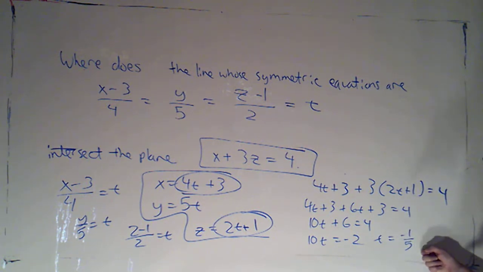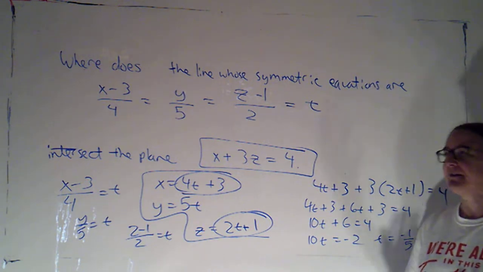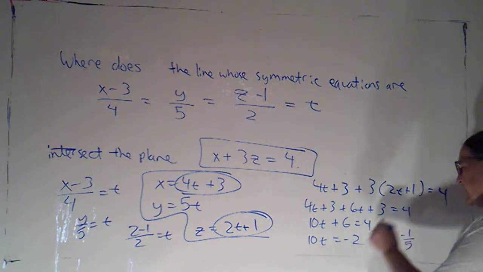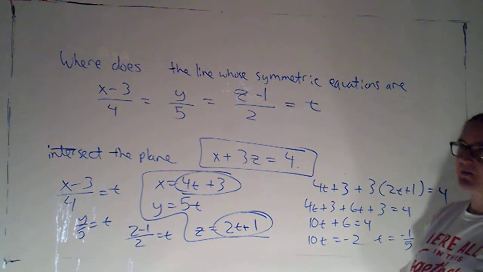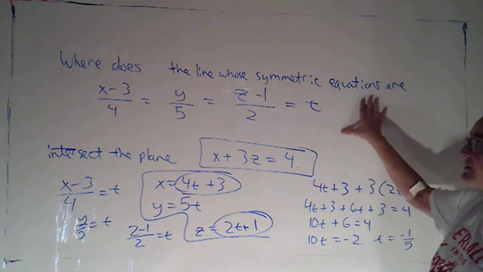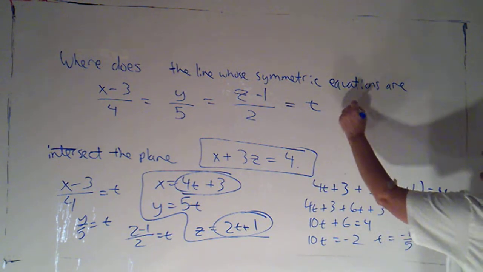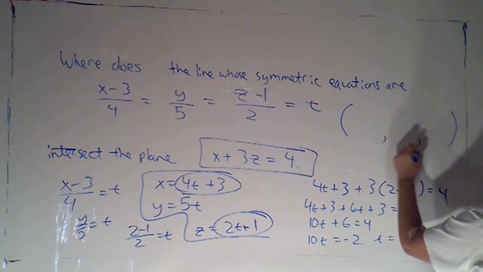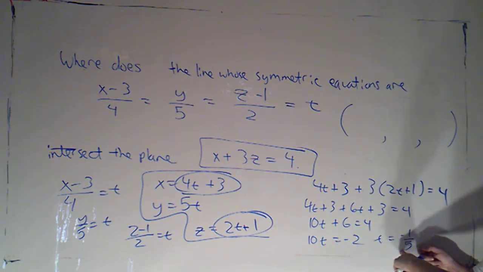Now be careful, that's not my answer, because that's a time. Now, the parameter doesn't have to mean time, but very often it does. But it's not a location in 3 space. I wanted to know where the line intersects things. So that's going to be at a point which is going to have an x, a y, and a z value. So I'm going to simply need to plug back in that t is negative 1/5.